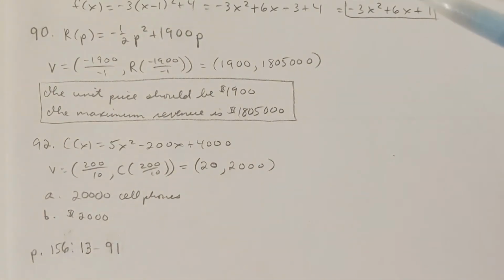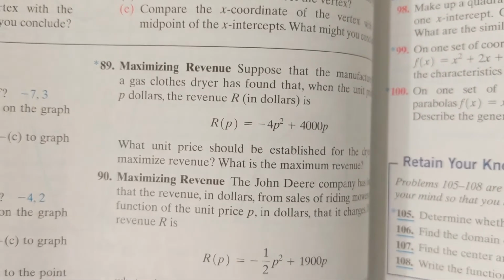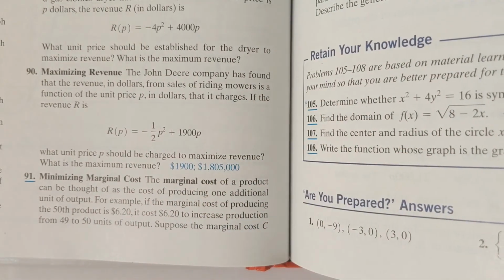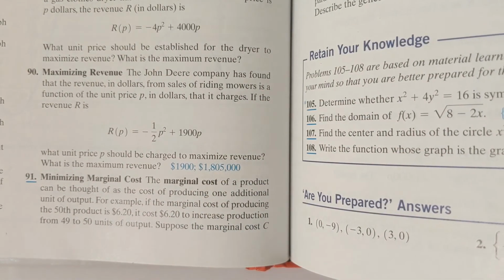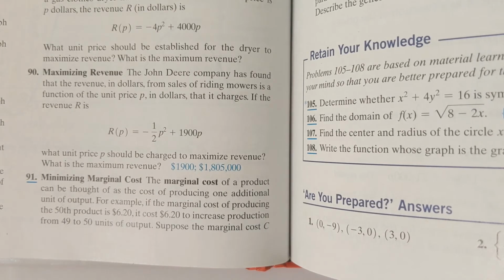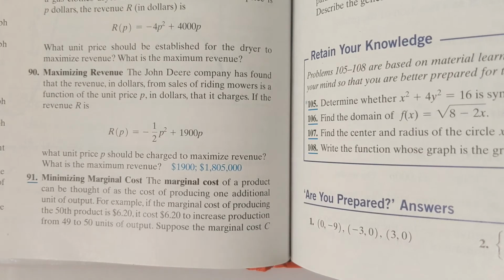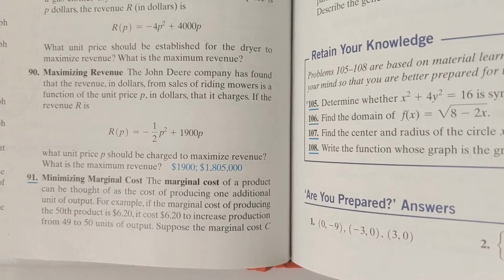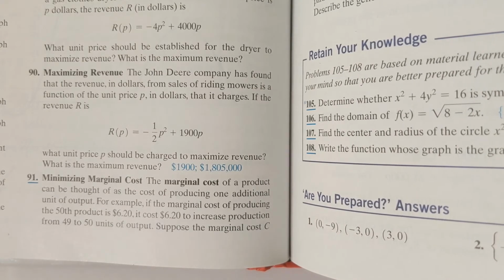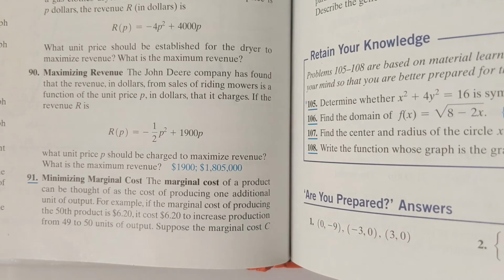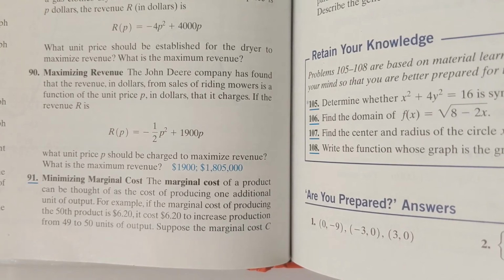Okay, problem 90, we're going to be maximizing revenue. The John Deere company has found that the revenue in dollars from sales of riding mowers is a function of the unit price P in dollars that it charges. If the revenue, R(P), is equal to negative 1/2 P^2 + 1900P, what is the unit price P that should be charged to maximize the revenue, and what is the maximum revenue?